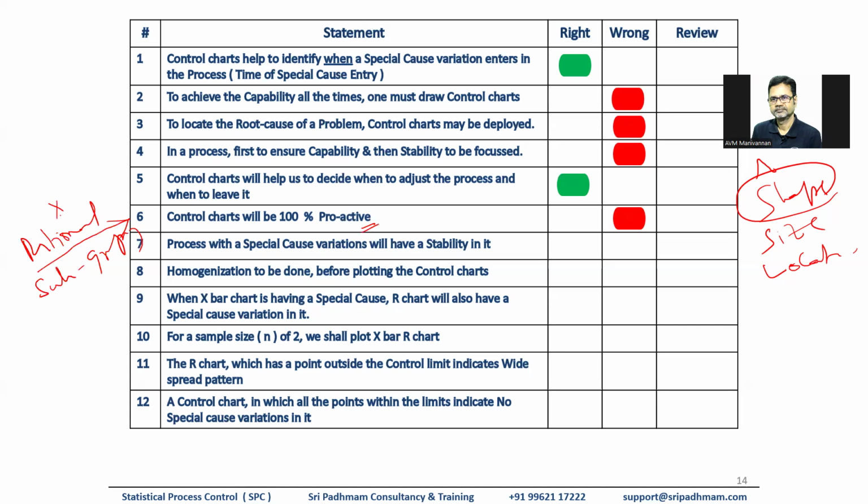Seventh one, what is the response? Also, the special cause variation will have a stability in it. Right or wrong? Absolutely wrong.